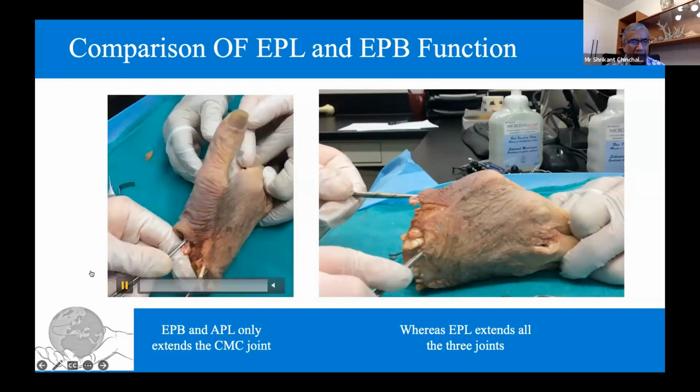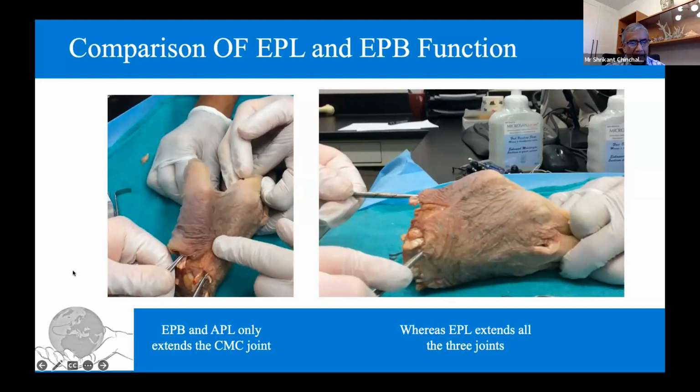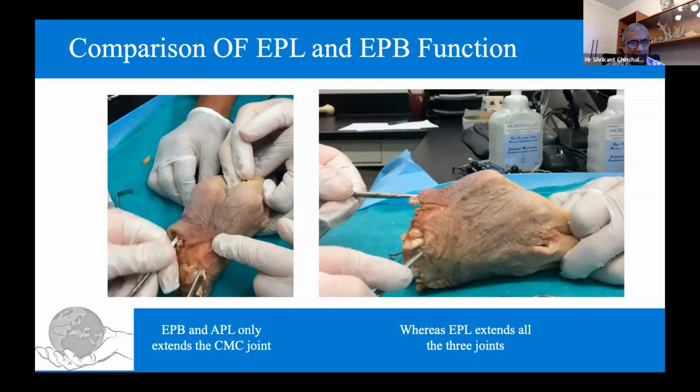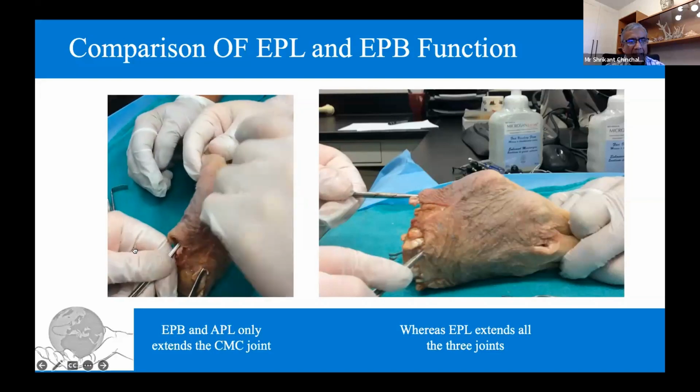So let's look at this video again. Pulling on EPB alone doesn't extend the MP joint. Therefore, by pulling on EPL, we see that EPL is a complete extender of the IP joint of the thumb, the MP joint of the thumb, as well as the CMC joint.